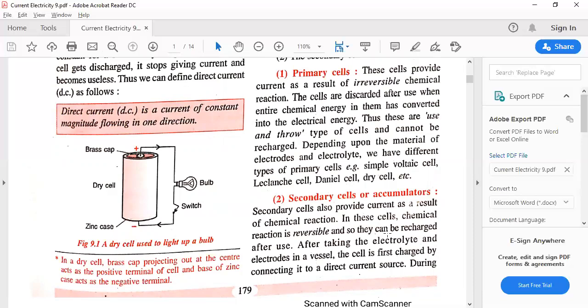Like for example, mobile batteries. You are always recharging them. Now the batteries used in cars are also secondary batteries, because whenever you are driving the car, the battery is getting recharged. Okay. So after taking the electrolyte and electrodes in a vessel, the cell is first charged by connecting to a direct current source. So basically, in a secondary cell, you need to charge it first, and then you can use it.